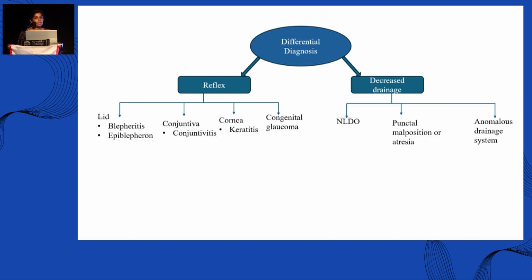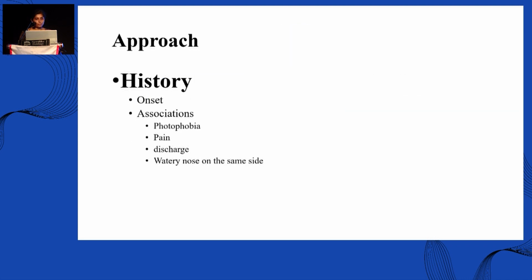It can be either reflex or decreased drainage, but the most common cause is decreased drainage, which causes nasolacrimal duct obstruction. It can also be due to punctal malposition and an anomalous drainage system. In addition to that, we have to consider reflex causes as well. That can be lid causes such as blepharitis and epiblepharon, conjunctival causes such as conjunctivitis, corneal causes such as keratitis, and congenital glaucoma, which we should not forget if a patient comes with epiphora.